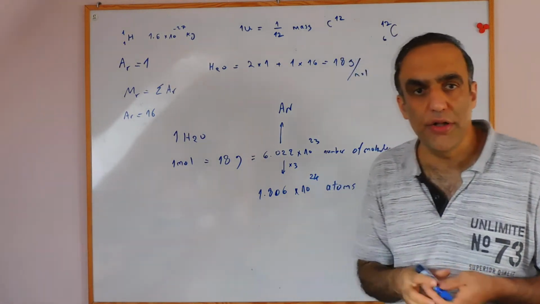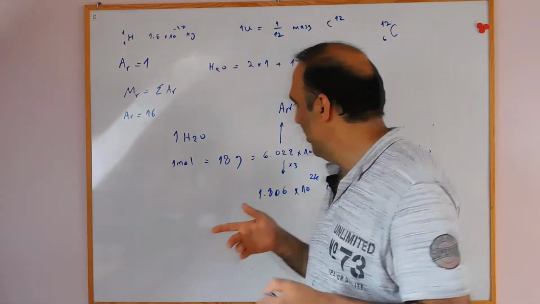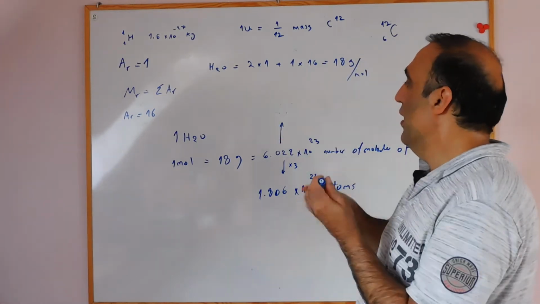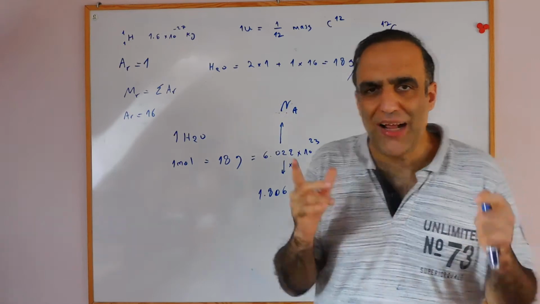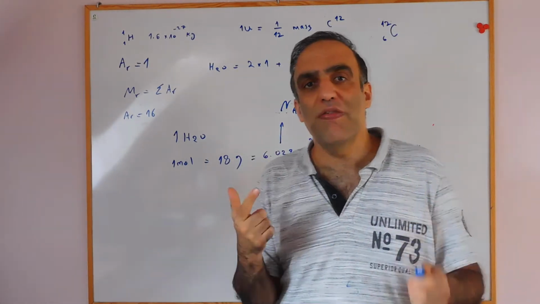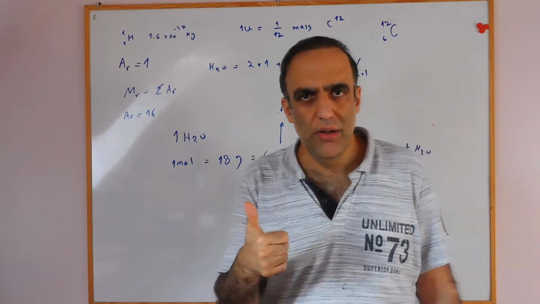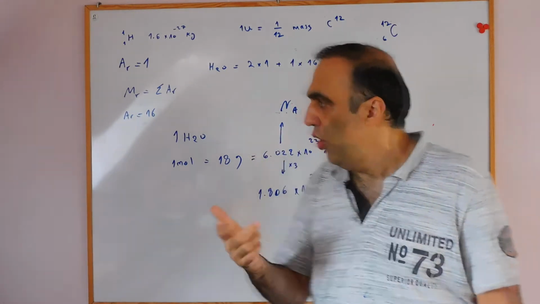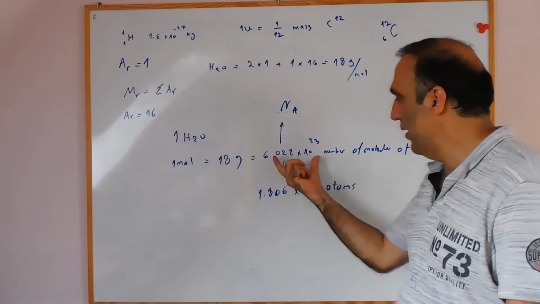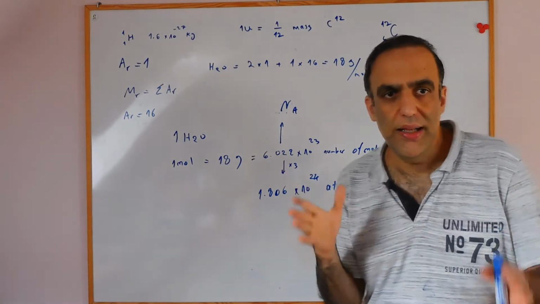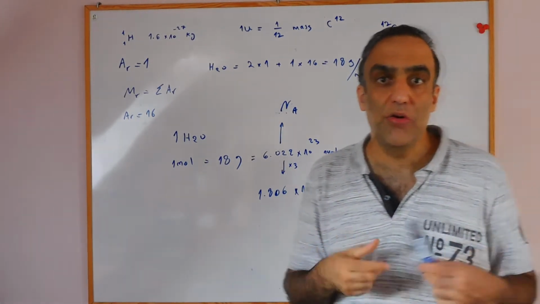We can calculate the number of particles. Excuse me, I wrote Avogadro number. We can use it for the calculation of the number of particles in 1 mole. Or we can say 18 grams of water has this amount of molecules. It's very easy and we can calculate this.